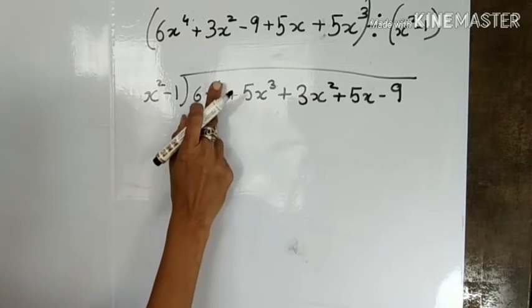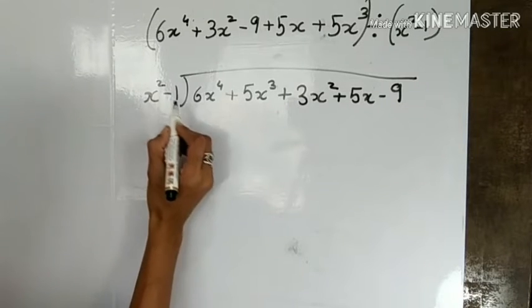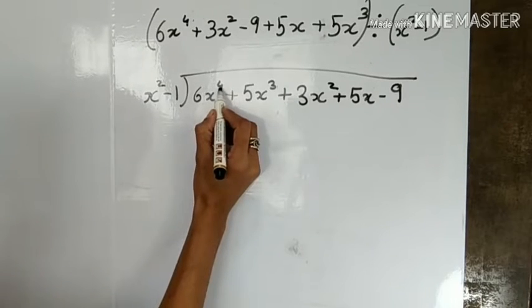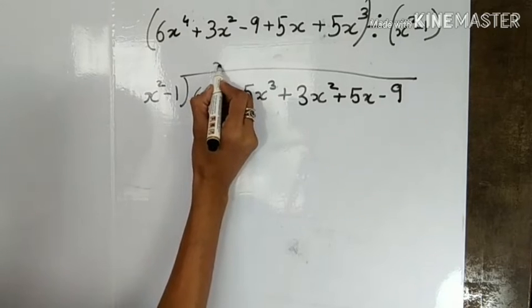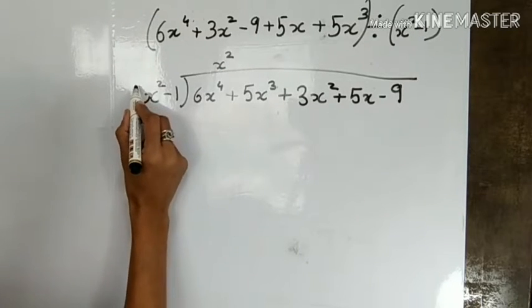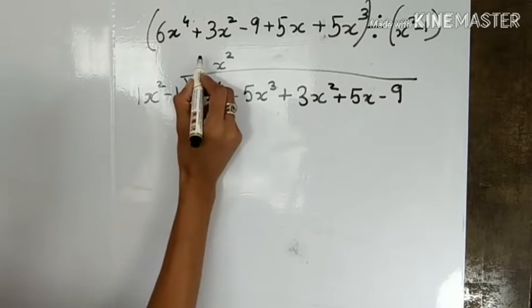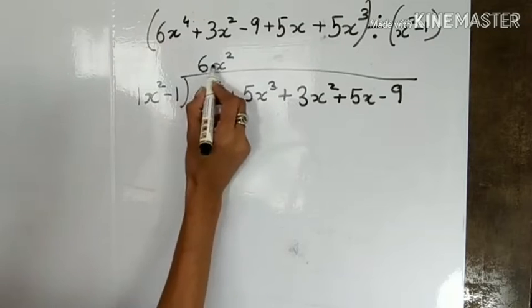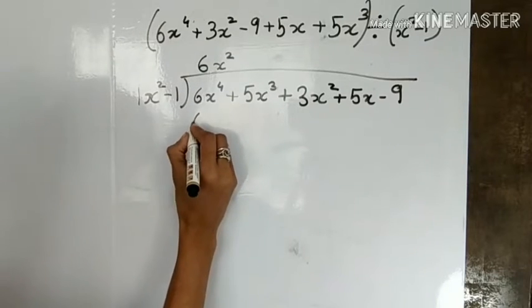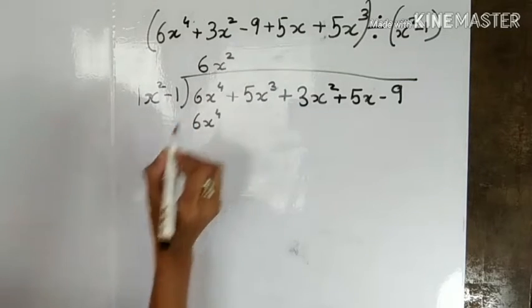You have 6x raised to 4 and in your divisor you have x square. Since you need x raised to 4, you're going to multiply with x square and you need a 6, and here if there is no coefficient, it means by default it is 1. So I multiply with a 6. That gives me 6x square, 6x raised to 4. You're multiplying x square with x square.